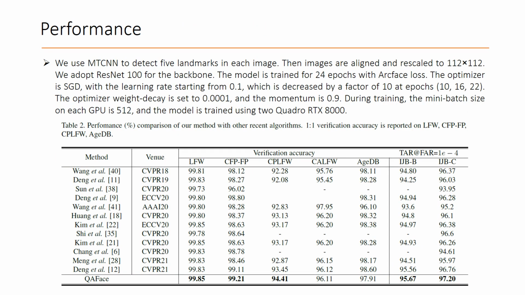We use MTCNN to detect 5 landmarks in each image. Then images are aligned and rescaled to 112 by 112. We adopt ResNet-100 for the backbone. This table shows the performance of our model in comparison with other state-of-the-art methods.